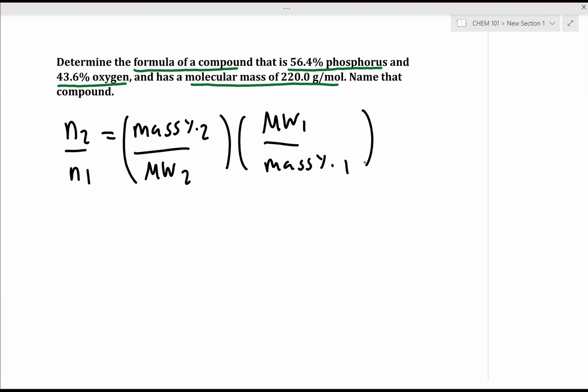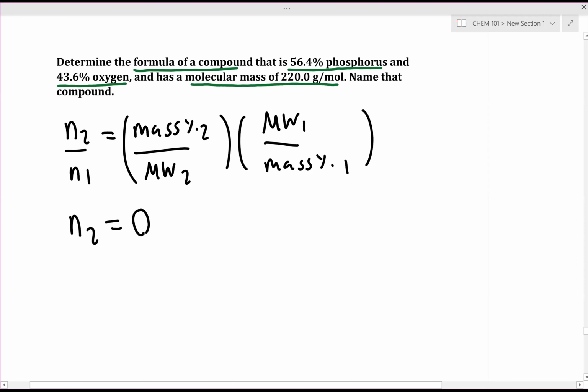So we're going to arbitrarily designate N2 and N1. So what do we want our N2 to be? What element do you want to have on top of this ratio? Let's do oxygen. You can do phosphorus. There's nothing wrong with that. Okay, so let's say N2 is oxygen.